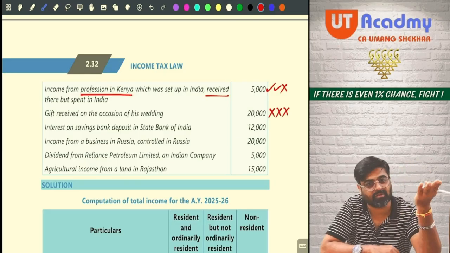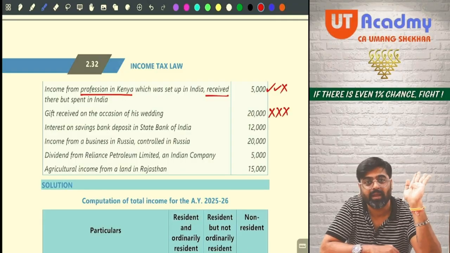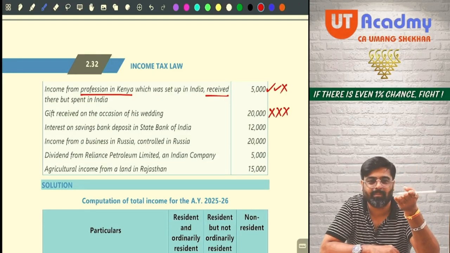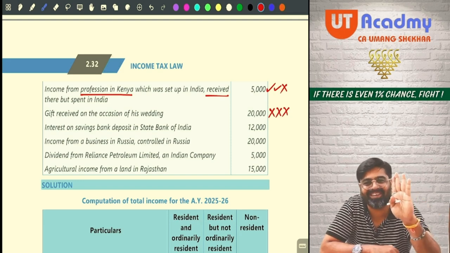If you are marrying for the second time, whatever gifts you will get on the occasion of your second marriage also, that will be exempt. Getting my point? So there is no restriction. But just for the sake of getting the gifts, nobody will break the first marriage and get married for the second time. Understand this.